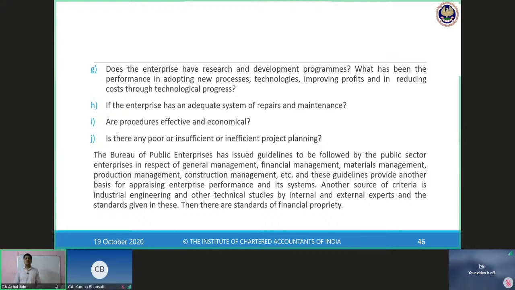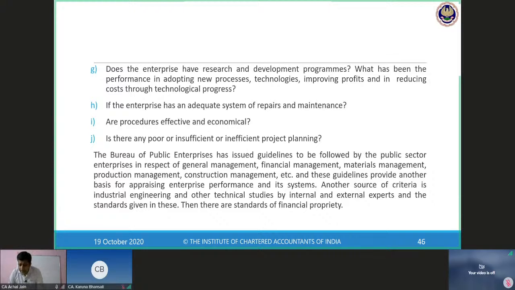Otherwise, what do we say? Otherwise, we'll have to say that this entire installation or this entire change setup which has been done has become useless. That has been a wastage of money. Yes or no? So that's why all of these aspects are required to be assessed by the auditor. Okay?